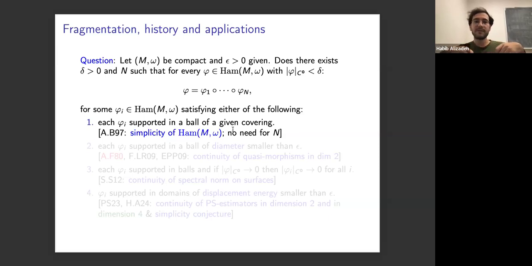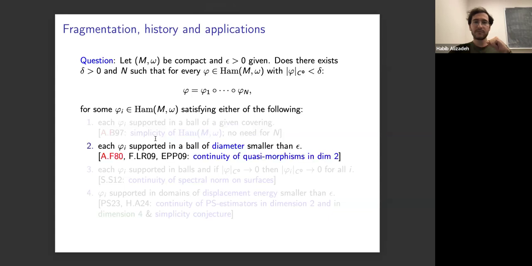And such a fragmentation was one of the key points in the proof of simplicity of the group Ham. So Augustin Banyaga proved such a fragmentation. By the way, I should note that this N actually doesn't matter here in this application. This N works for any phi with small enough C0 norm, and that's important for the other applications, but for the first one, you can just ignore it. You don't need a universal N for all C0 small Hamiltonians.